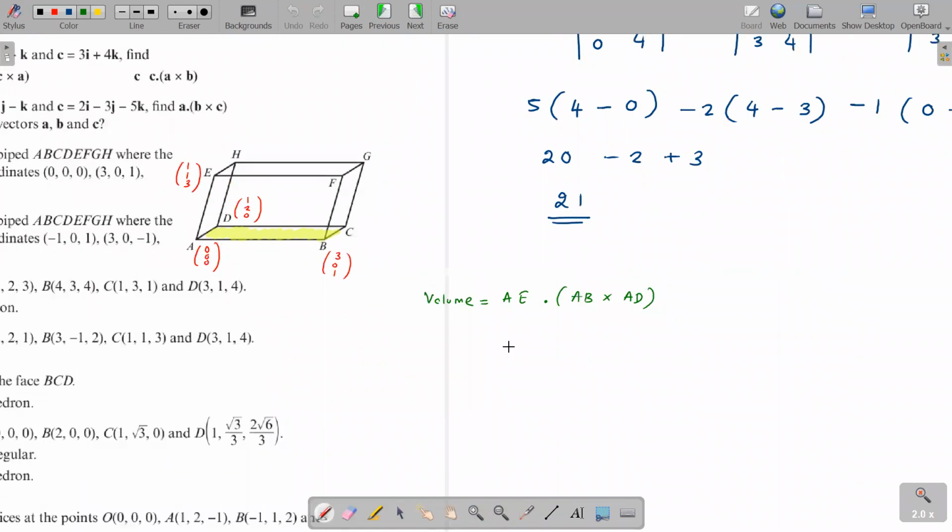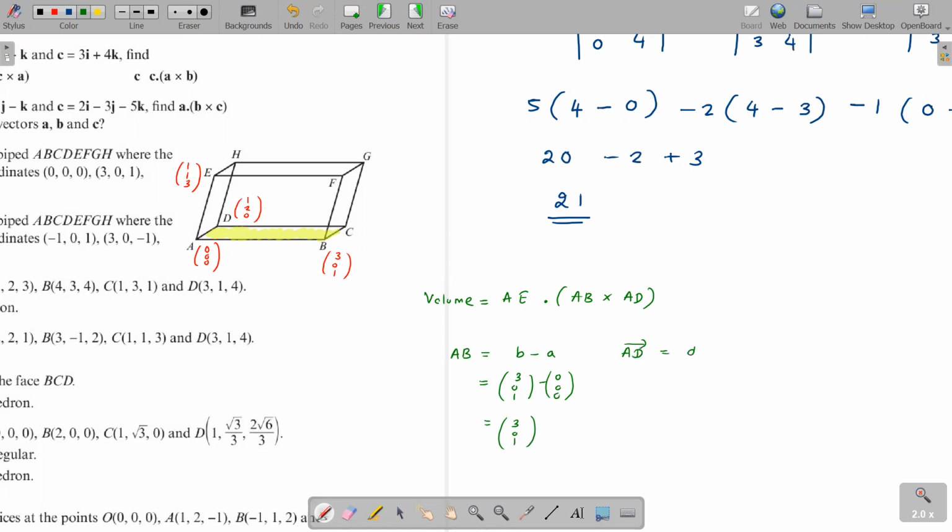The first thing you should do here is find the vectors AE, AB, and AD. So what is AE? What's AB? Let's find AB. AB is B minus A, which is (3, 0, 1) minus (0, 0, 0), which is (3, 0, 1). Actually, A is acting like O here, so we don't really need to find it, but since they have given AB and AD, we'll find it like that.